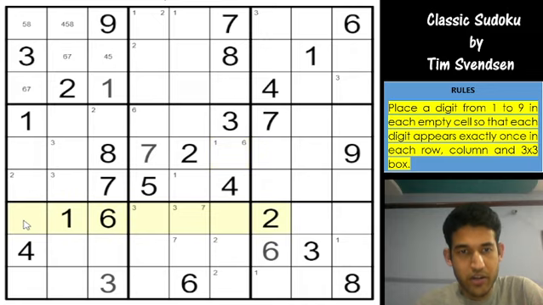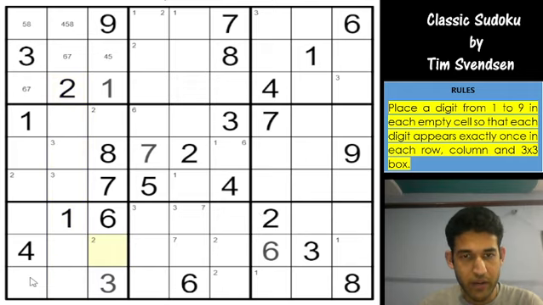Okay, 2 is not in row 7, 2 is not in column 2, so that gives me 2 in one of these two cells. Okay, so I might need to shift my strategy here of writing candidates into cells now. Okay, I'll start with this column.